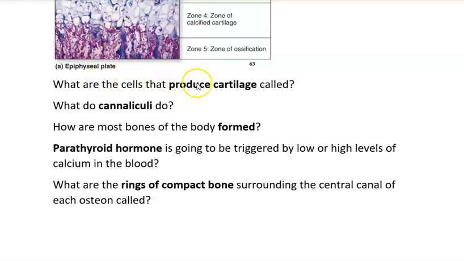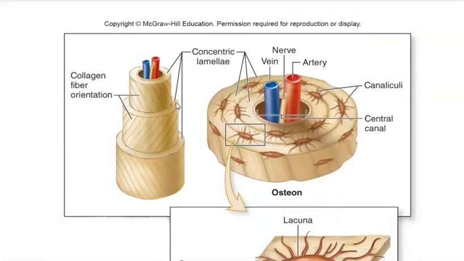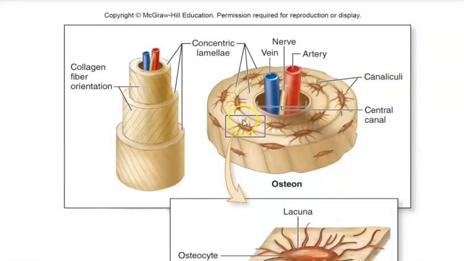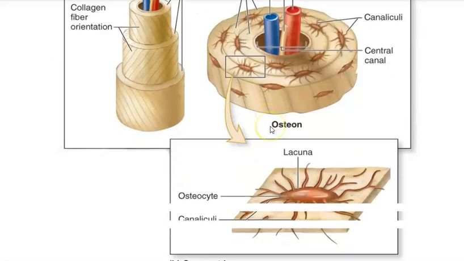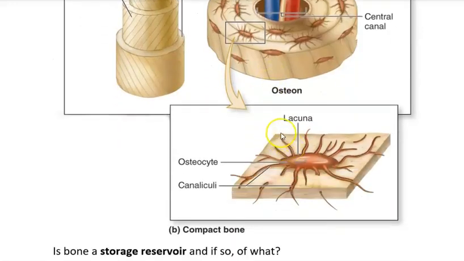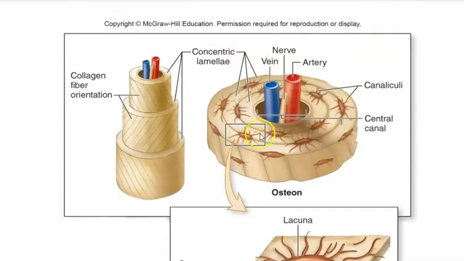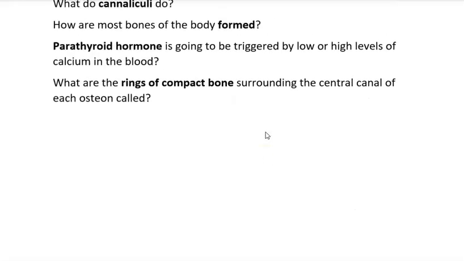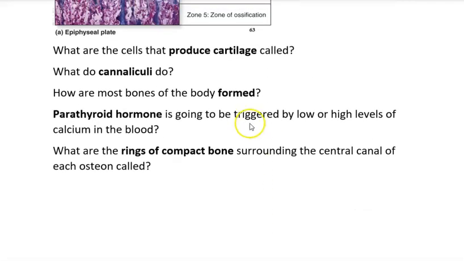What are the cells that produce cartilage called? This is another definition question, and you should know. This is going to be chondroblasts. What do canaliculi do? These are going to be those small kind of rivers between nearby osteocytes, and the canaliculi connect adjacent lacunae, providing a pathway for nutrients between those osteocytes, okay? How are most bones of the body formed? Well, I just mentioned it's going to be through endochondral ossification.